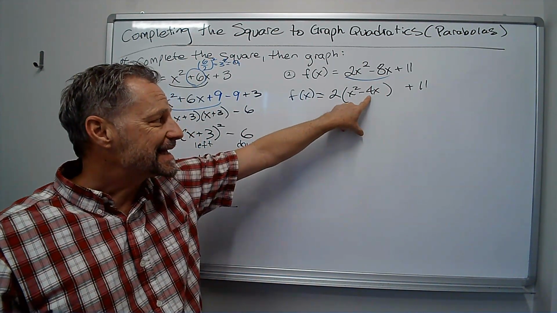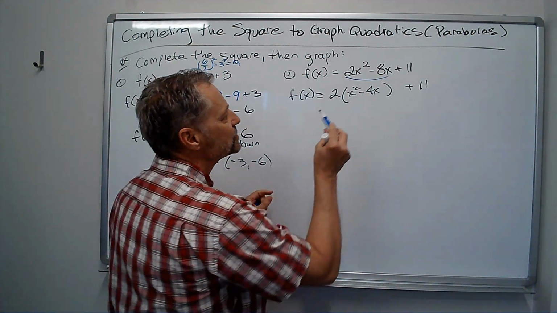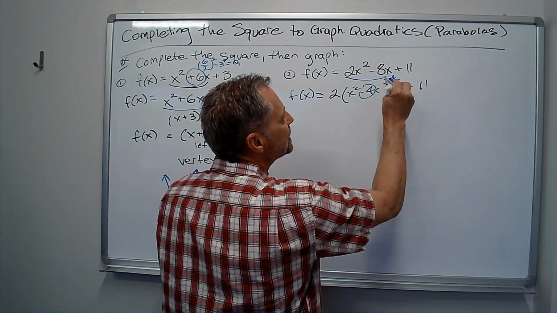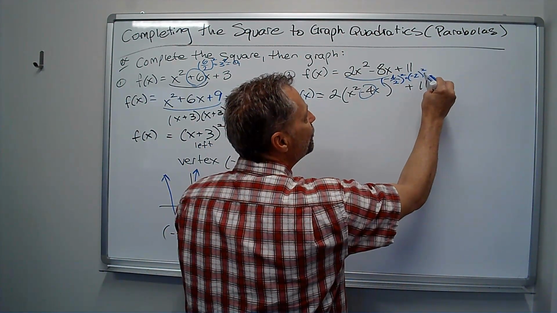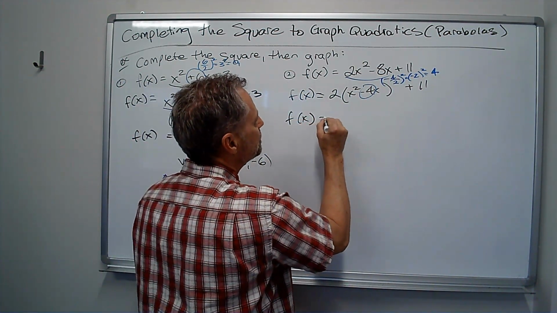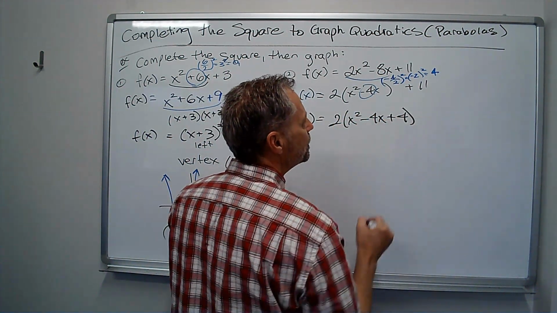Well, again, I take half of that number and square it. So what I'm going to do is take half of this and square it. That's the number I'm going to add. So negative 2 squared, which is 4, I'm going to add 4. So it's going to look like this. x squared minus 4x plus 4.